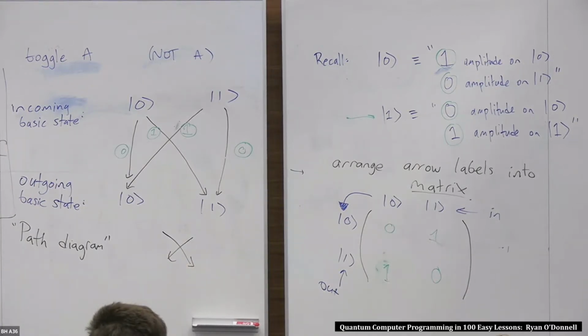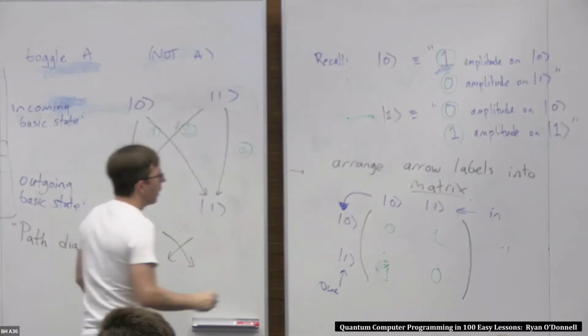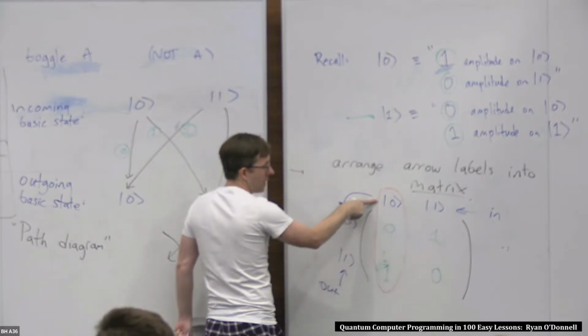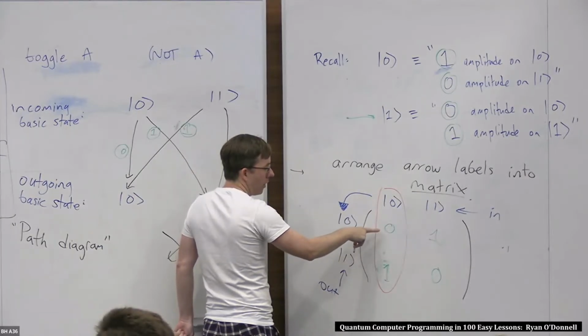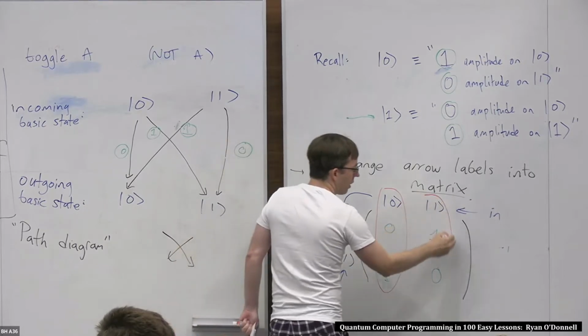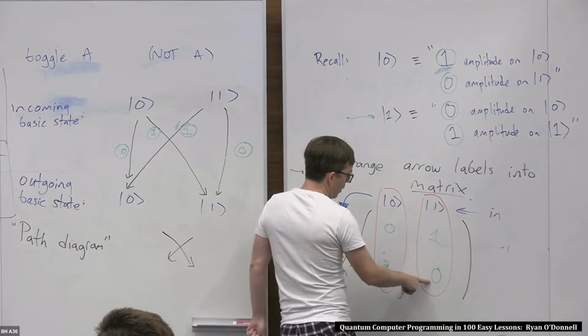So when you see this matrix representation, or kind of the truth table, if you will, of toggle, you can always read it column by column. First say to yourself, okay, column 1 tells me if I start in basic state 0, then I end up with no amplitude on 0 and 1 amplitude on 1. And if I start in basic state 1, I end up with 1 amplitude on 0 and 0 amplitude on 1.